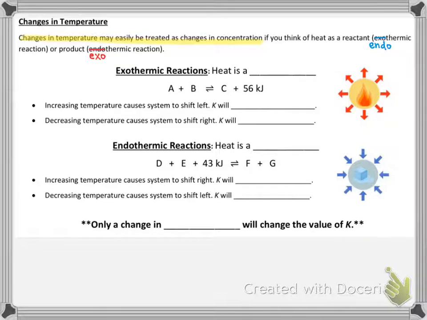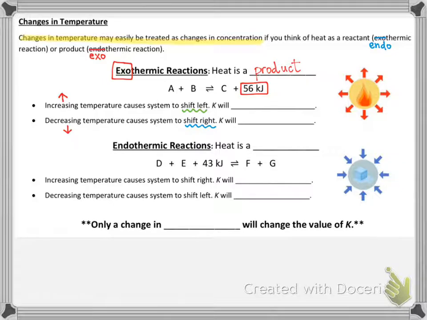Let's consider exothermic reactions first, where heat is produced as part of the reaction. Well, since heat is a product, if you increase the temperature, it's like you're adding more of a product. So what will the reaction do? Well, it's going to shift left to use up some of that added product, that added heat. If you decrease the temperature and make it colder, the system is going to shift right to replace some of that heat that was removed.